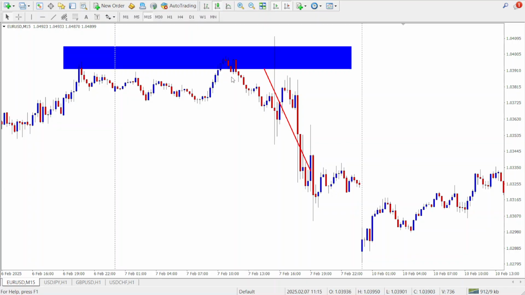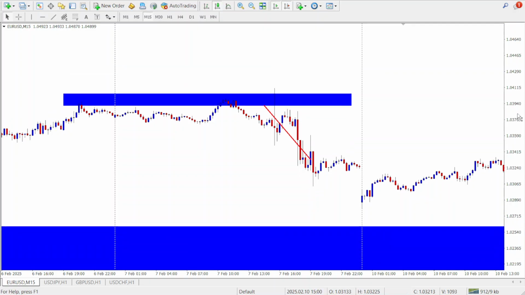Then instead of entering immediately, you wait for a small pullback or a rejection within the zone, right? Then you look for confirmations like a rejection candle. You can see what we have here. You look for a rejection candle, or an engulfing pattern, or whatever rejection candle pattern that you can find. Then you enter your trade with a tight stop loss just beyond the zone.